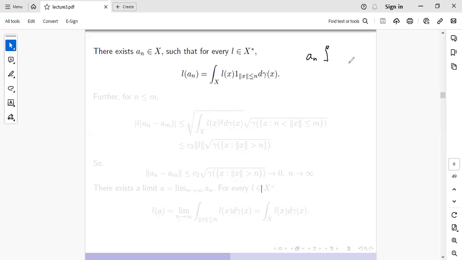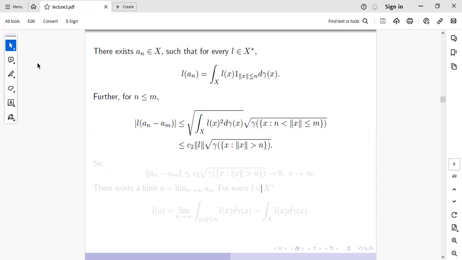We can say that an is the integral of x d gamma x over the ball. So here the essential thing is that the ball is bounded. Okay, and you can guess what we will do next. We will prove that an converge, and their limit will be the needed mean value.